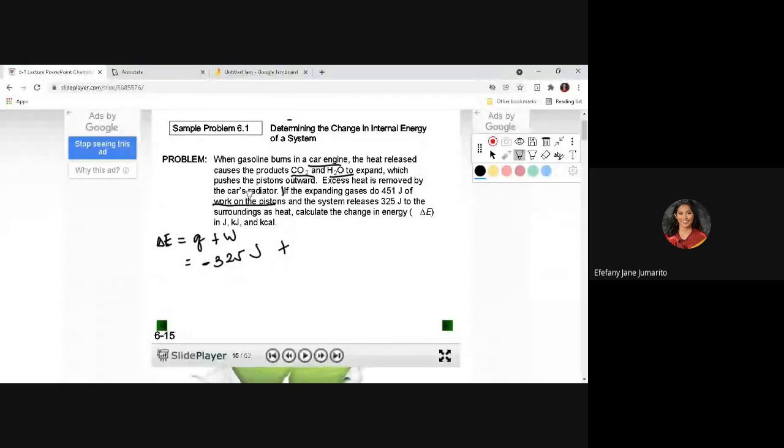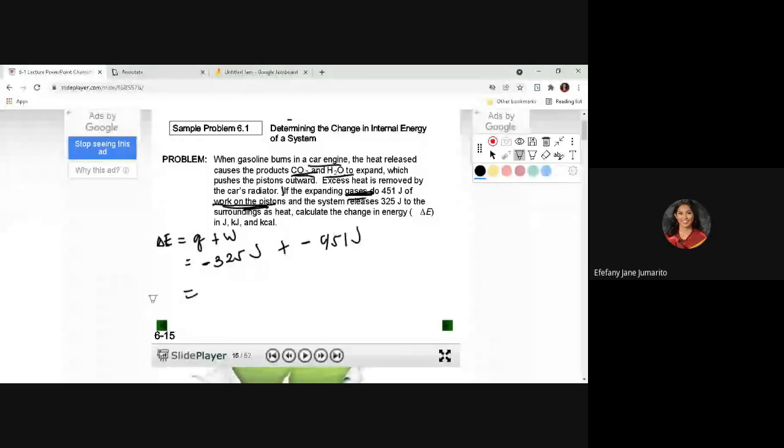Okay, so what is that? Are the gases the surrounding or the system? The CO2 and H2O are the system. Now it says the gases do work on the piston. So work is done by the system, so we have a negative sign. Negative 451.